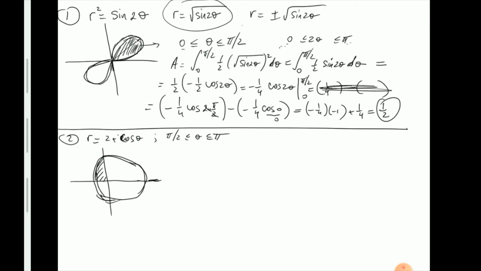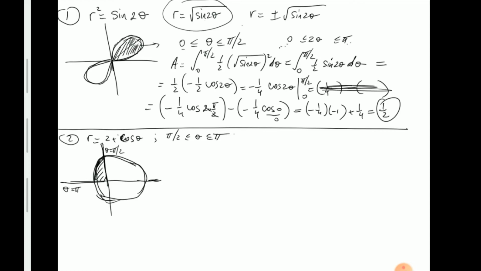So r equals 2 plus cosine of theta is this full curve, but restricted to pi over 2 and pi is going to be this. So pi over 2 is going to be this. So this is theta equals pi over 2, the lower bound. And over here, theta is going to be pi, the upper bound. And then this is the curve, 2 plus cosine of theta, which borders the other piece of the region.